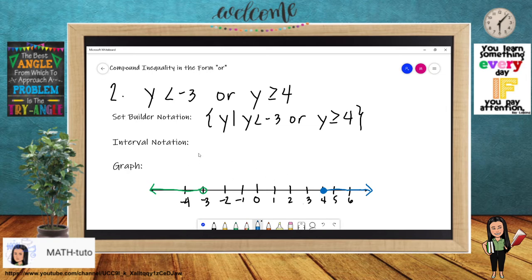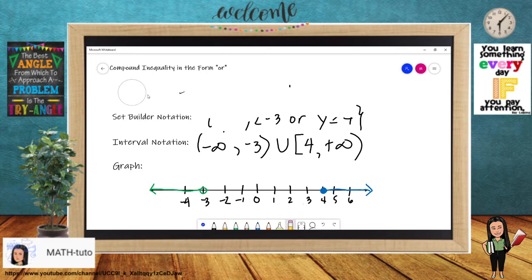And in interval notation, it will be from negative infinity until negative 3. Here it is. We use a parenthesis because negative 3 is not included in the open interval. Union, 4 is included, so bracket 4 until positive infinity. Okay? So, that is our compound inequality. Okay, let us have another example.